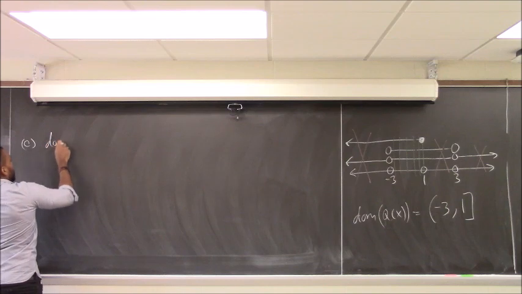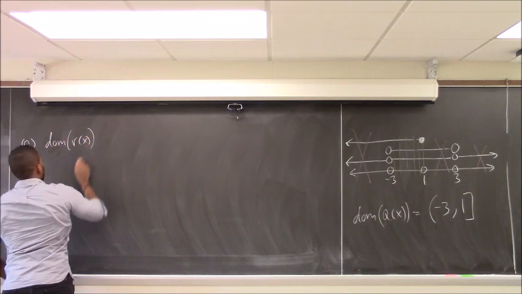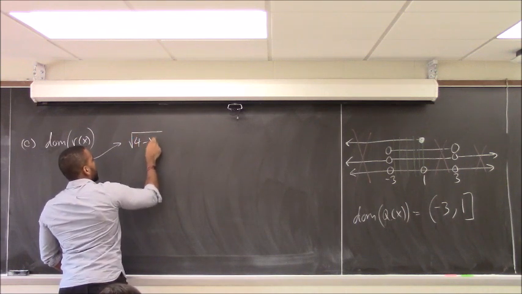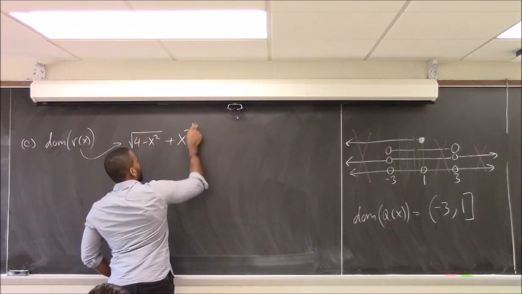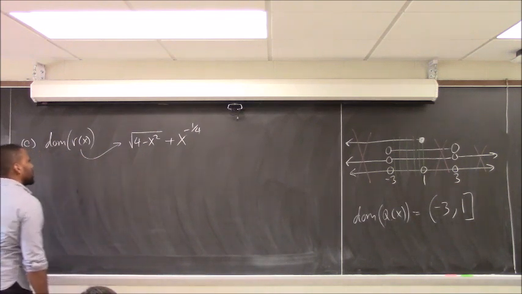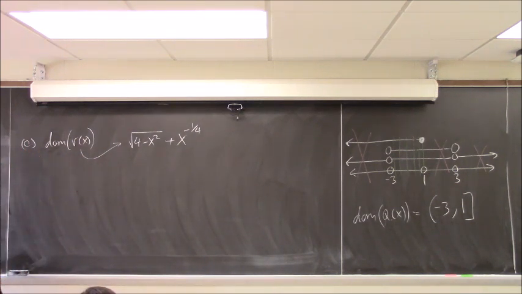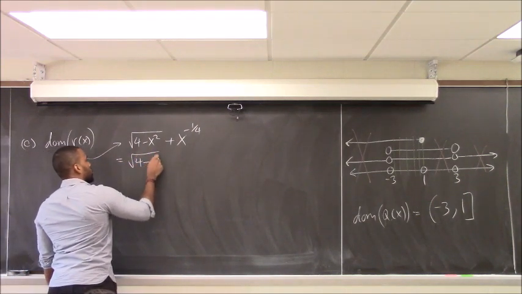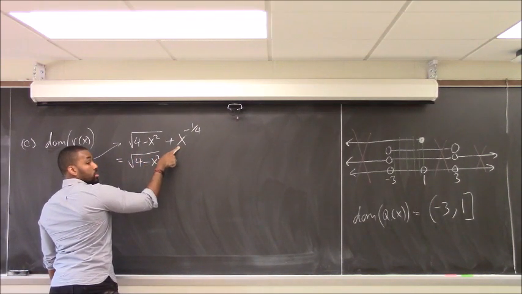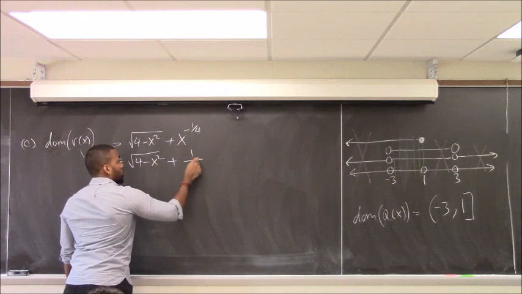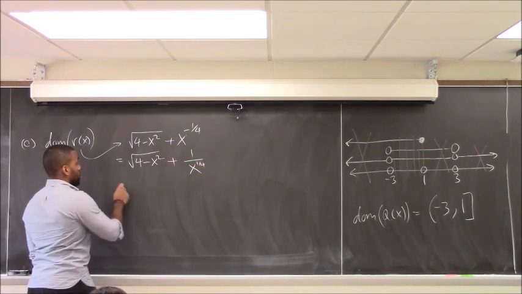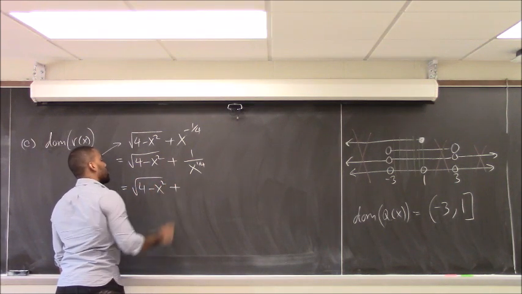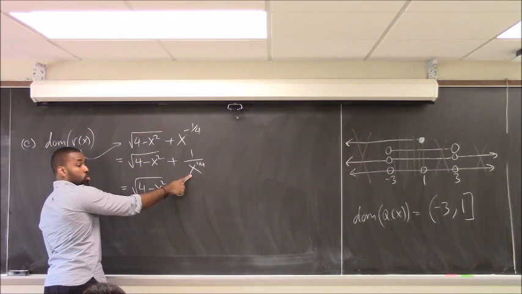I want to look at the domain of r of x. And this guy was, I erased it, the radical of 4 minus x squared plus x to the minus 1 fourth. Oh, I was actually wrong. It does have a rational expression. The x to the minus 1 fourth. How can we actually rewrite the x to the minus 1 fourth? 1 over x to the 1 fourth. Another way to imagine that, to be a little bit suggestive, how can I rewrite x to the 1 fourth?